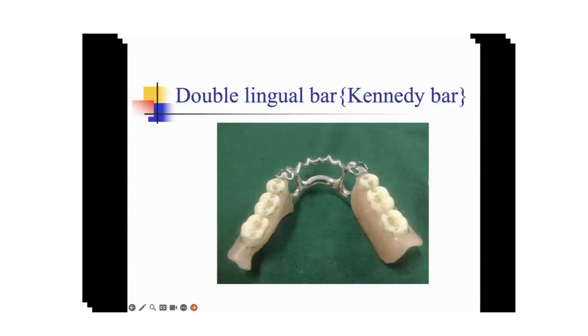Coming to the next design, that is a double lingual bar, also known as a Kennedy bar. You can see in the picture, there are two bars, one lingual bar and the other one on the tooth surface. That is why it is having the scalloping. It is different from the lingual plate in that the central metal piece is missing. It is separated. There are two bars. That is why it is known as a double lingual bar.